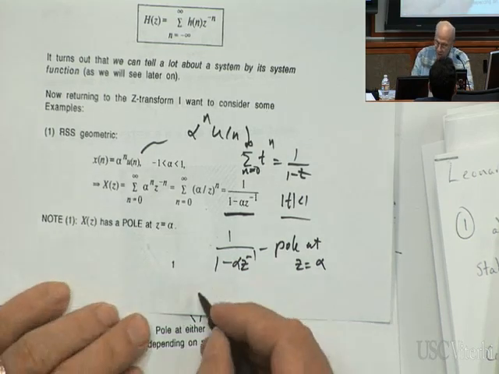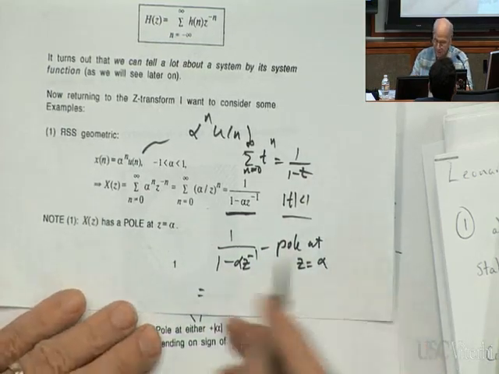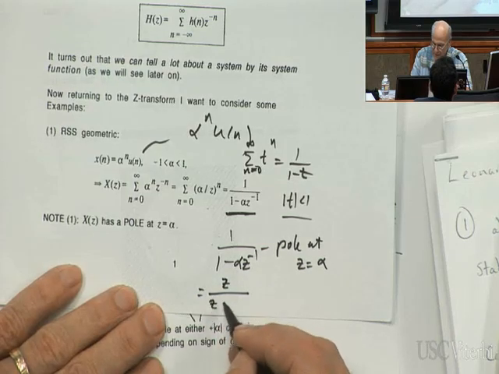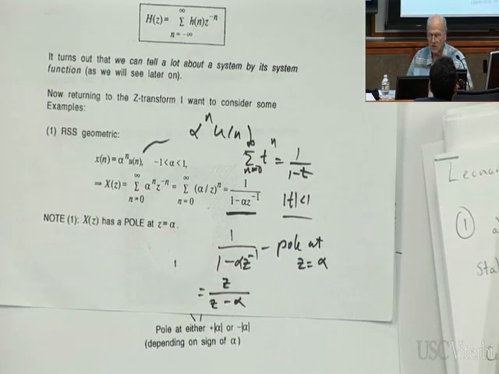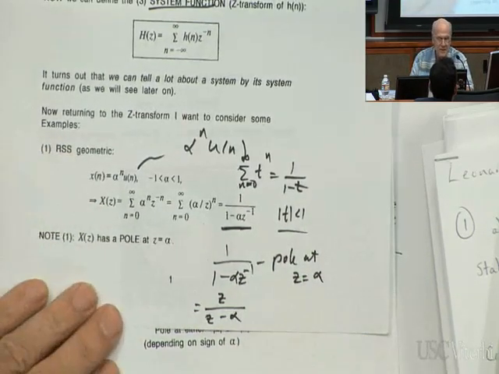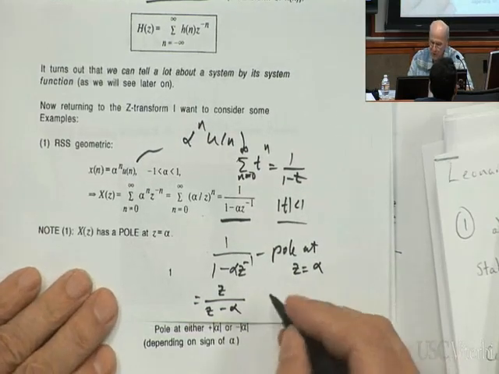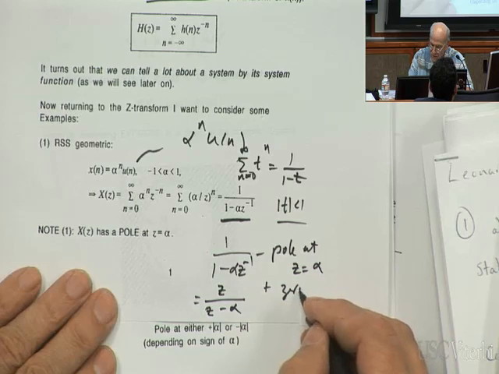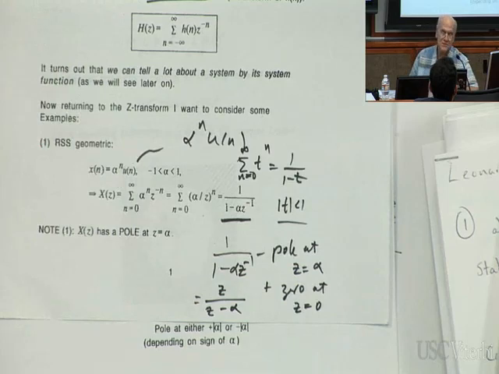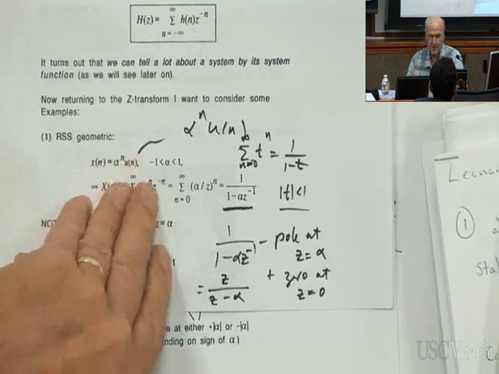I can rewrite it, and we'll come back to this a little bit later, but it doesn't hurt to look ahead. I can write it like this. So not only does it have a pole at z equals alpha, where it blows up because the denominator goes to zero, it also has a zero at z equals zero. Now, some Z transforms, some systems won't have zeros at z equals zero. But this particular one does. It has a zero at z equals zero. It's just an aside, okay? So that is the Z transform.